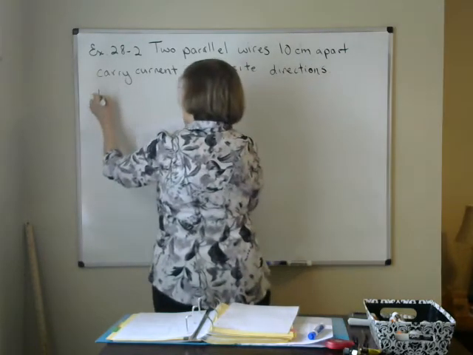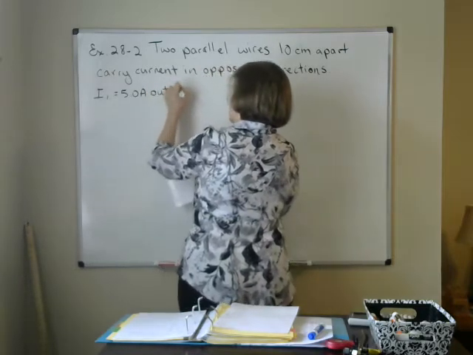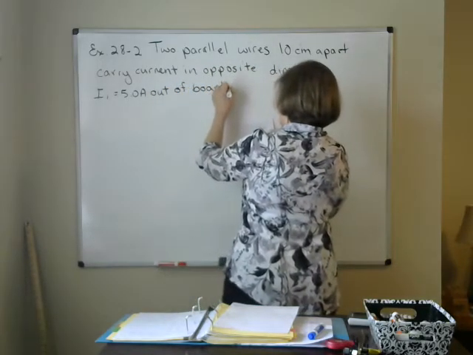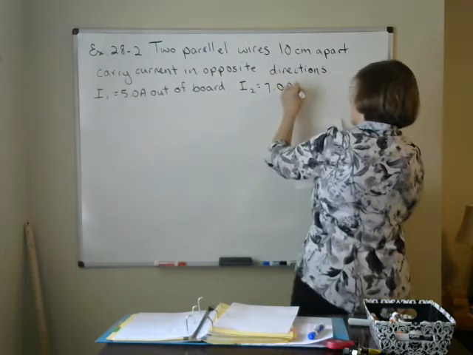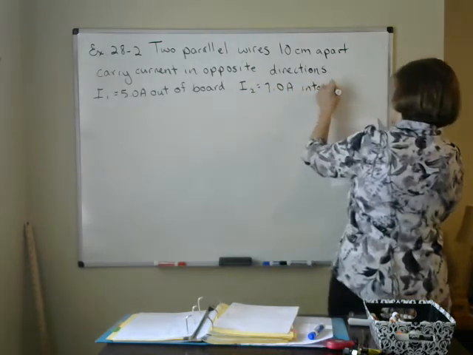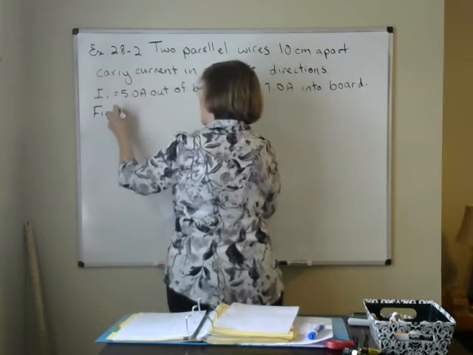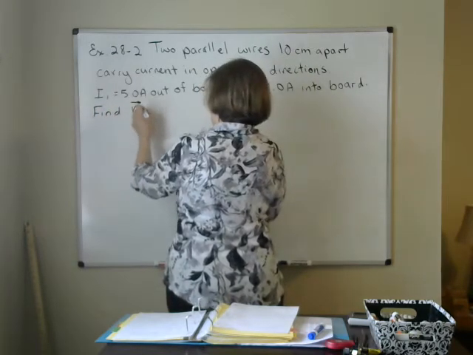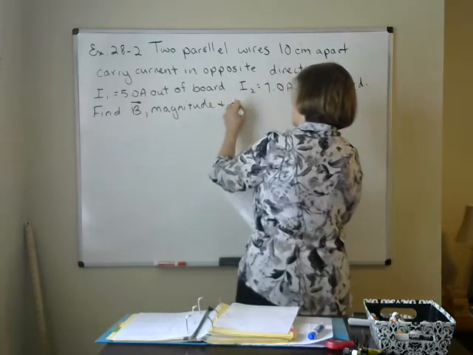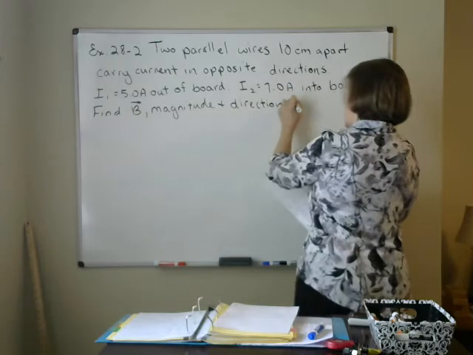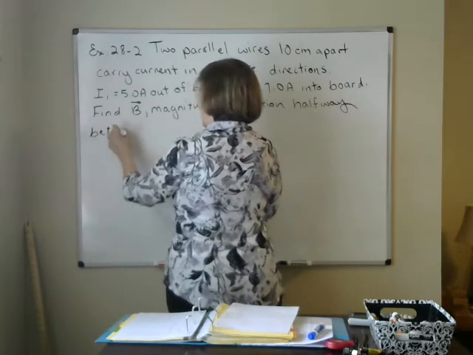The first wire carries I1, equal to 5 amps out of the page. I'll say out of the board since I'm on a board. And the second one, I2, is 7.0 amps into the board. They want me to find B, the magnitude and the direction, not just the magnitude, halfway between the wires.